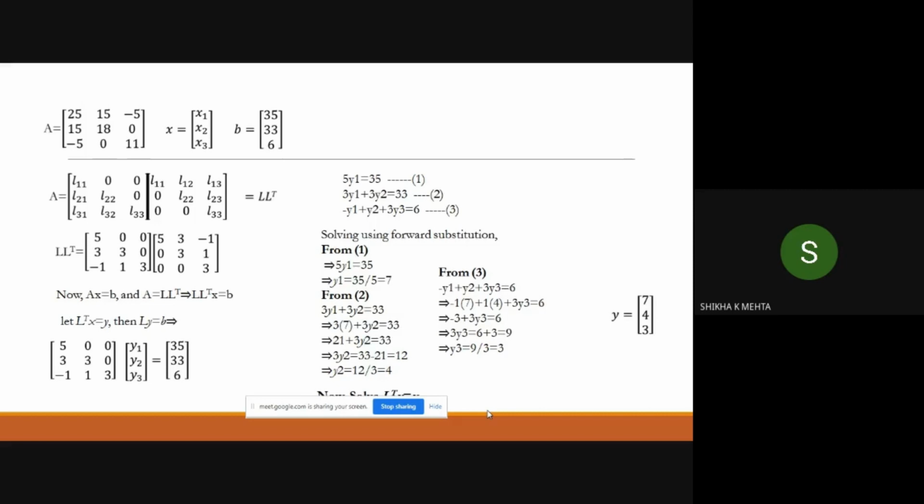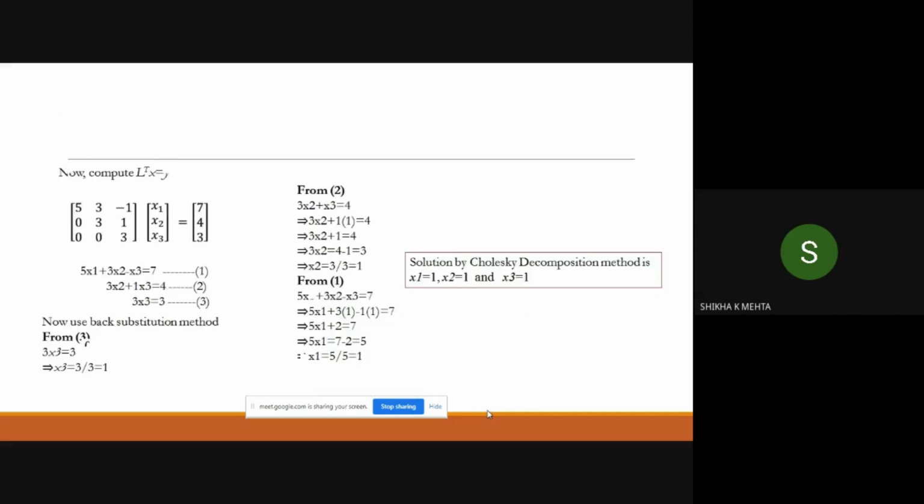So we again create the linear equations over here. 5x1 plus 3x2 minus x3, multiplying the first row with x1, x2 and x3, we get the first equation. Similarly, multiplying the second row with x1, x2, x3, we get the second equation, and similarly we get the third equation. So from the third equation we can see 3x3 is equal to 3. So simply we get x3 is equal to 3.